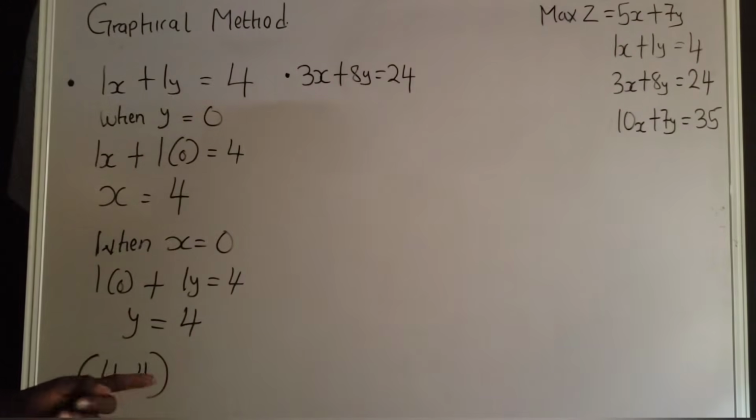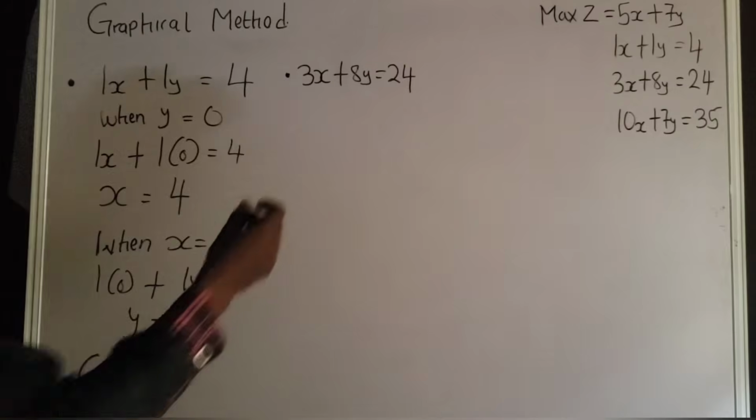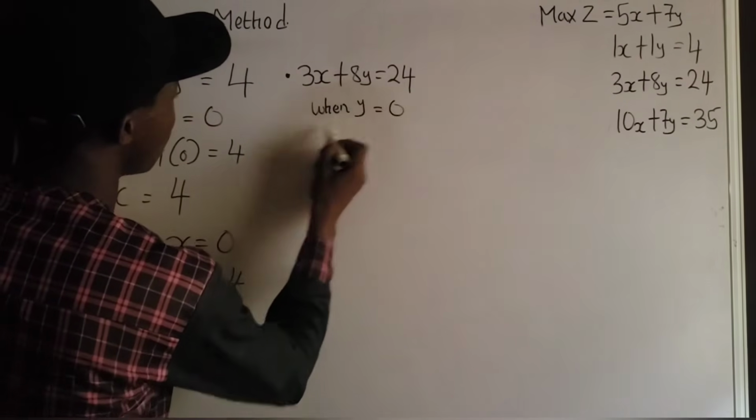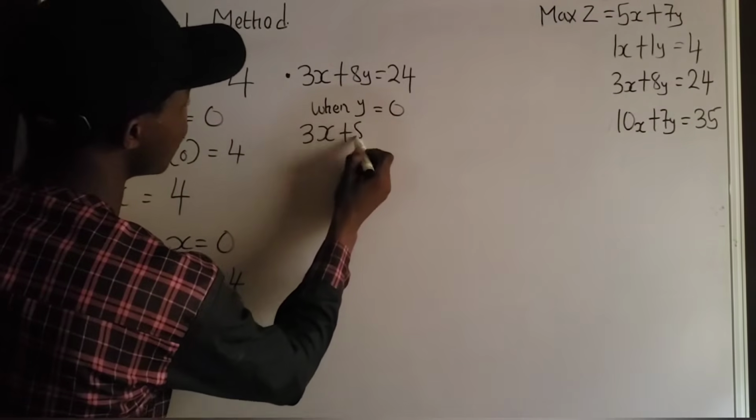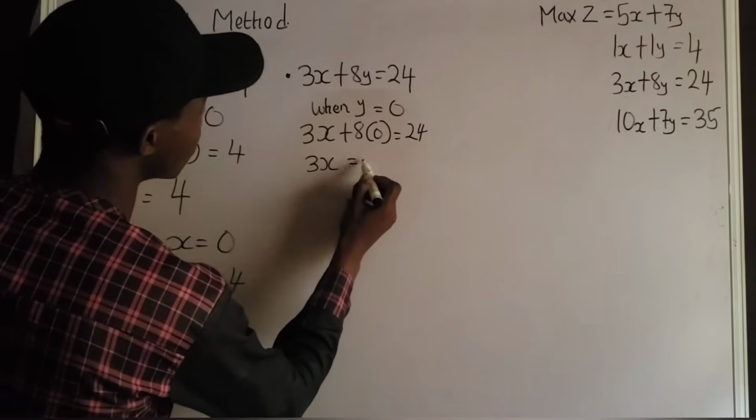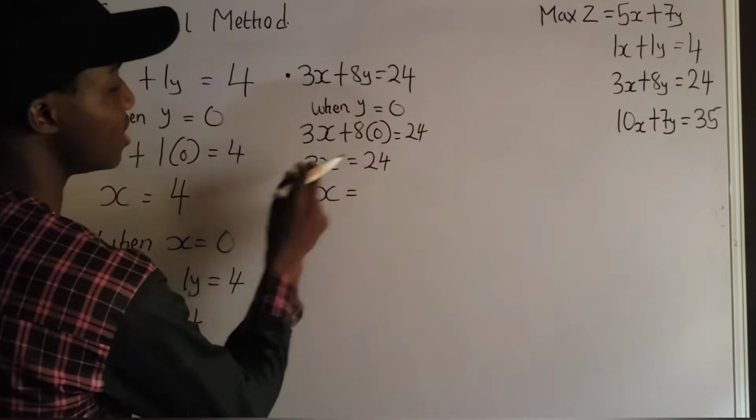Now let's assume that the company is not producing any product of y. You get what I'm saying? It's not producing any unit of product y. So I'm going to set y is equals to what? 0. So I'm going to get the value of x when y is equals to 0. The equation becomes like this: 3x plus 8 into bracket 0 is equals to 24. So 3x is equals to 24. x is equals to what? 24 divided by 3, that is what?